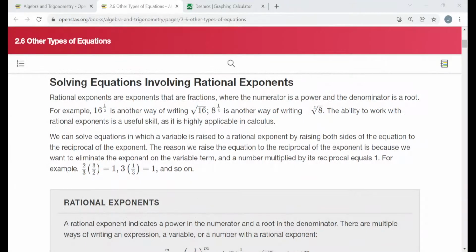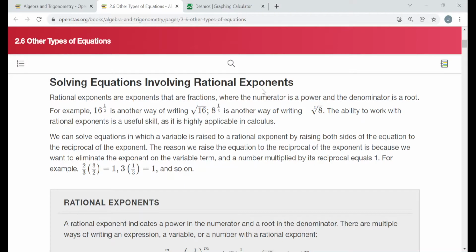Hello everyone. The title of this video is Solve Equations Involving Rational Exponents. Every example I'm going to be doing in this video is taken directly from a free online textbook at openstax.org, and I'm in their Algebra and Trigonometry text, section 2.6, titled Other Types of Equations, under the heading Solving Equations Involving Rational Exponents.